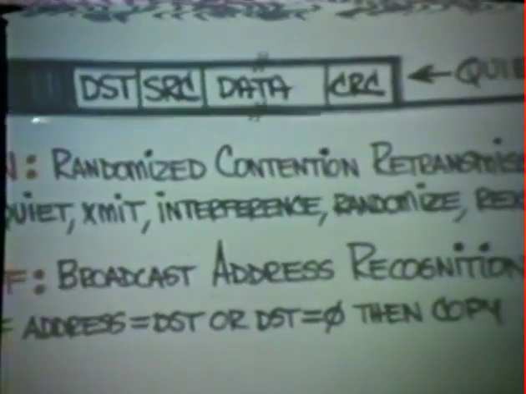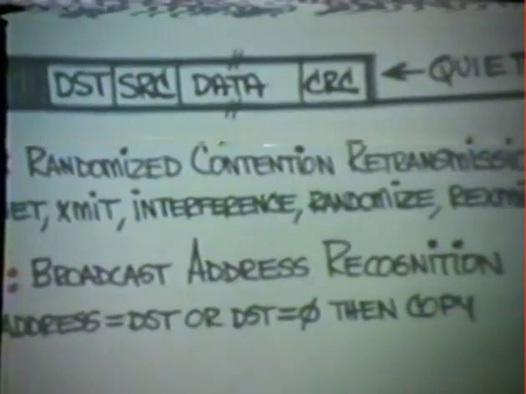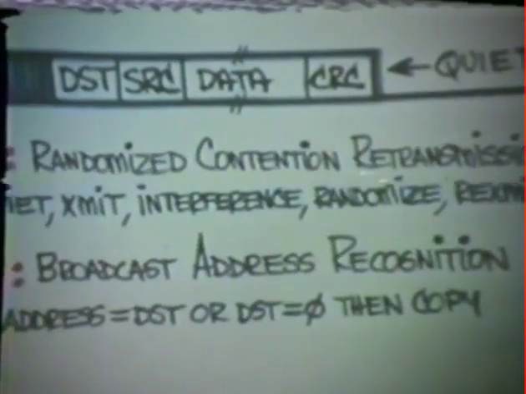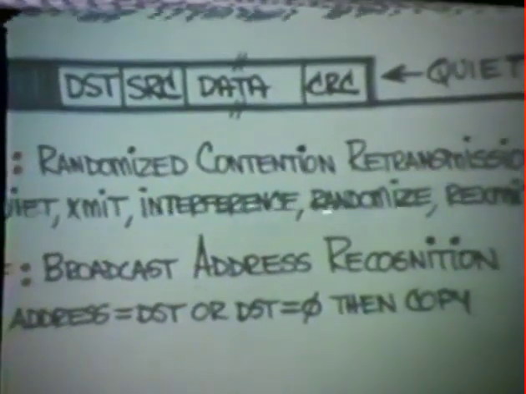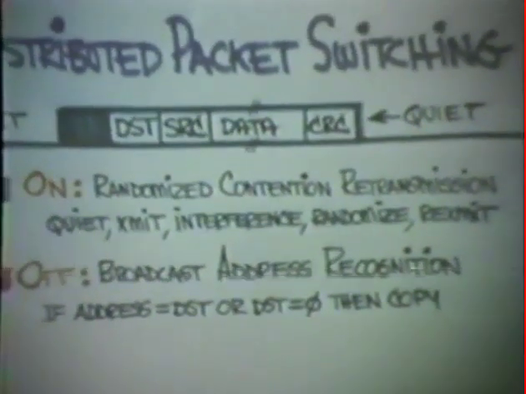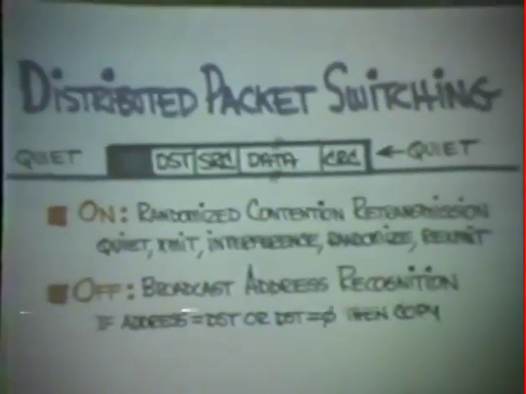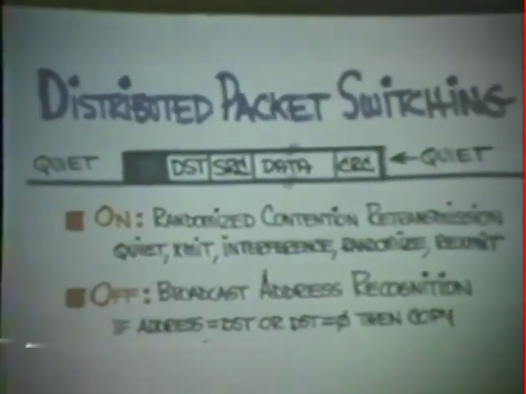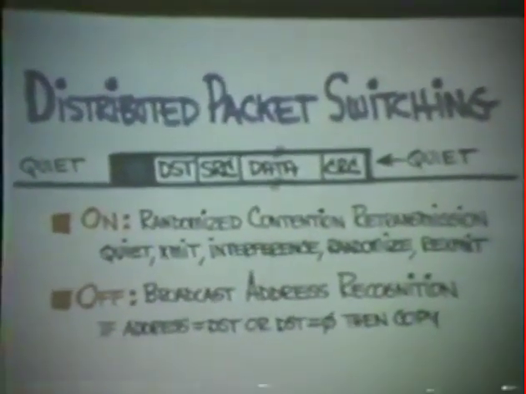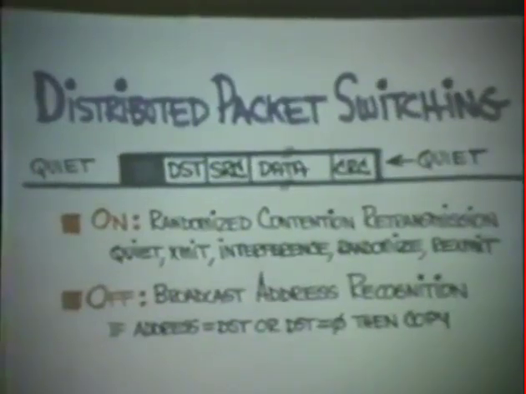There's yet a third condition under which packets are copied into main memory, and that's if a station is put in a mode which we call promiscuous. That is, a station is willing to copy all packets regardless of their address into its memory. This is a mode which is very useful for diagnostic and measurement purposes.